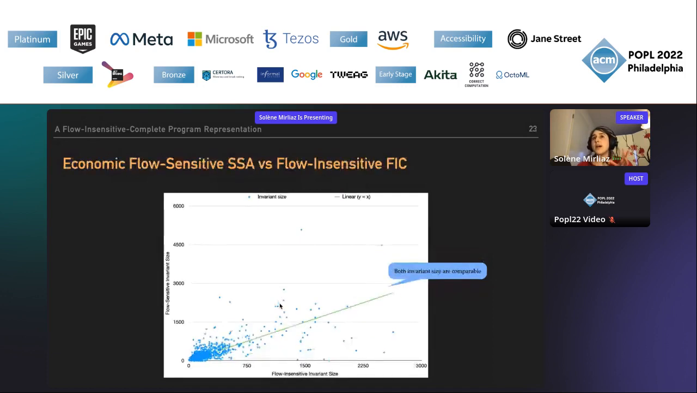Now, if we look at the more economical flow-sensitive analysis, here we cannot have a clear answer. In some cases, we are better, and in some cases, we are worse. So it's still encouraging because it means that in some cases, the flow-insensitive analysis may perform better by using less space. Now, this is only a preliminary result, and we still need to implement the different static analysis to compare the performances with the flow-sensitive scheme and the flow-insensitive one.